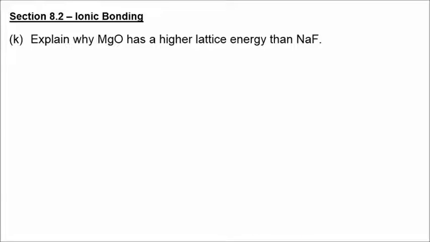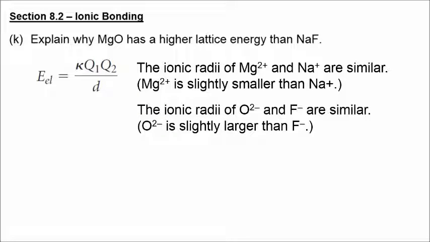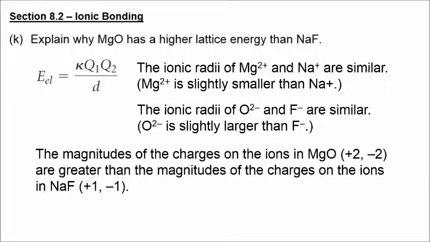So is this comparison more about the magnitude of the charges, or is it about the distance between the ions? Well, since the ionic radii are similar, it's about the magnitude of the charges on the ions. So MgO, with its +2 and -2, has a greater magnitude of charge than sodium fluoride with its +1 and -1. So that's the reason why the lattice energy of MgO is greater than that of sodium fluoride.